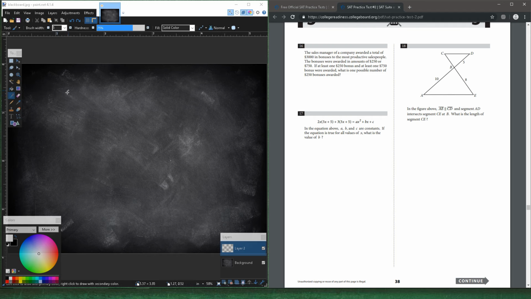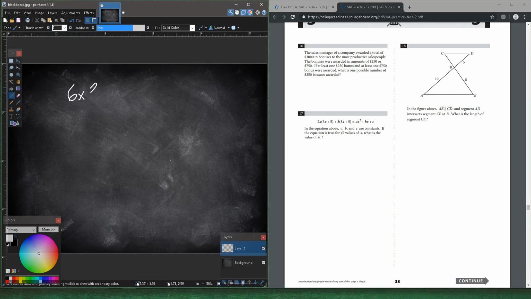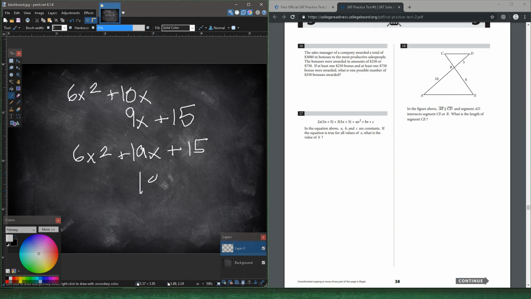So 2x times 3x is 6x squared. 2x times 5 is plus 10x. Next part, 3 times 3x is 9x, and 3 times 5 is 15. So we have 6x squared plus 19x plus 15 is equal to ax squared plus bx plus c. So what's the value of b? b is 19. It's just that simple.